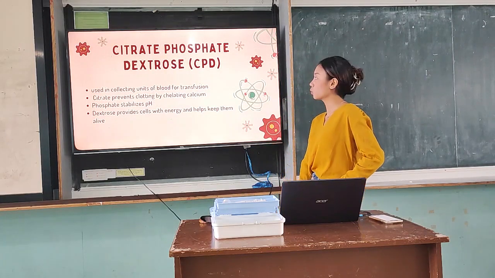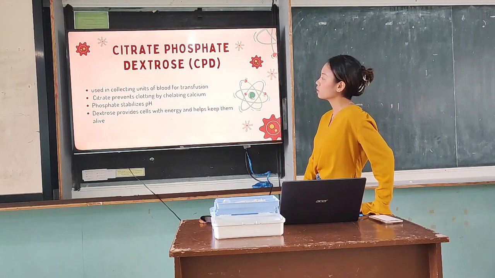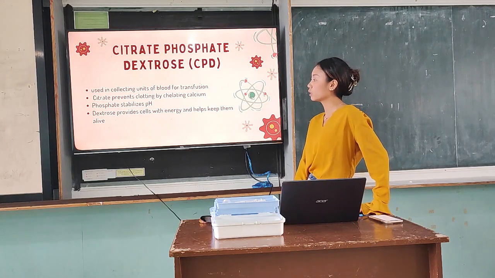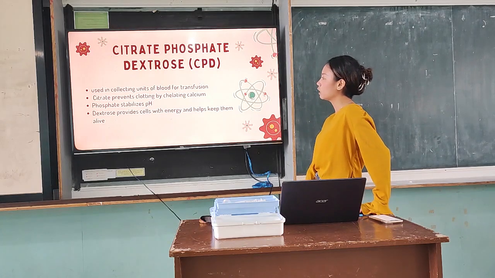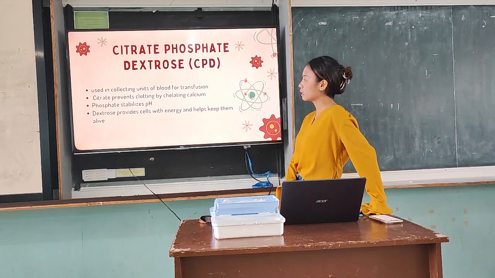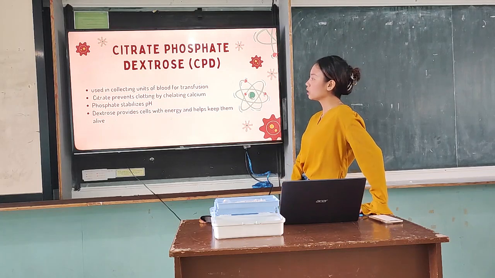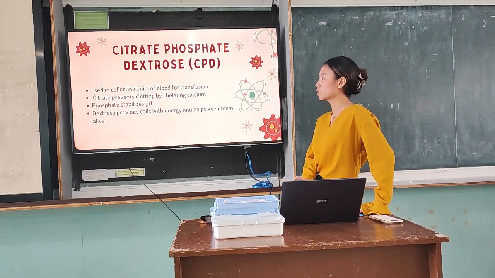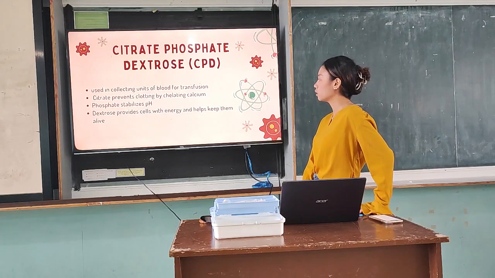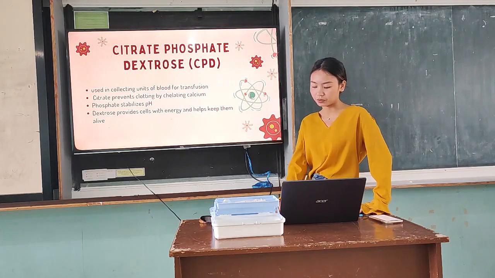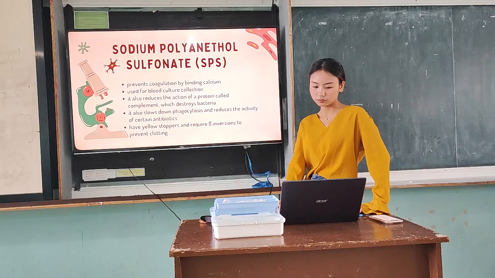Citric phosphate dextrose or CPD, it is used in collecting units of blood for transfusion. Citrate prevents clotting by chelating calcium. Phosphate stabilizes pH. So dito sa substance na i-stabilize na yung pH niya. Dextrose provides cells with energy and helps keep them alive.